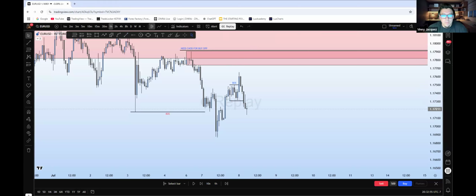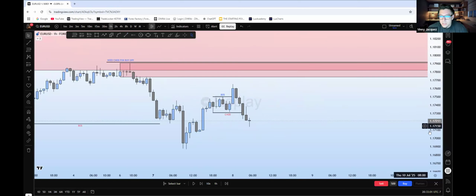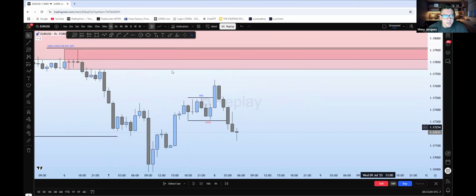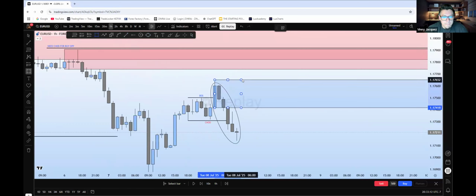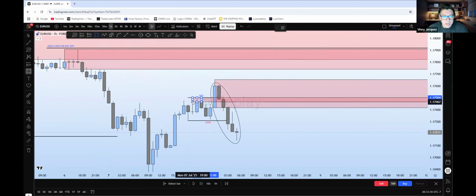Let's see. Change of direction, right? So now look, we have 2 setups. Neither are wrong. We have a breakout rally. My starting point to sell is right here. My shoulder to sell is right here.